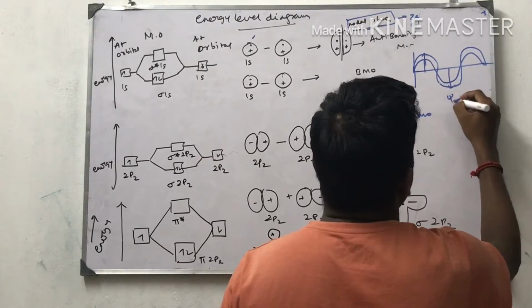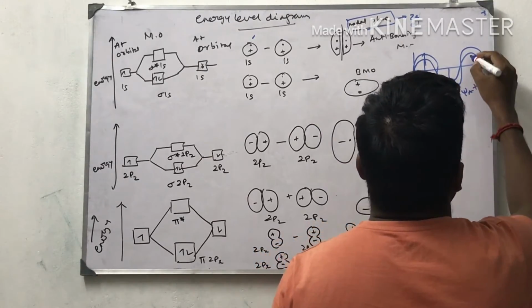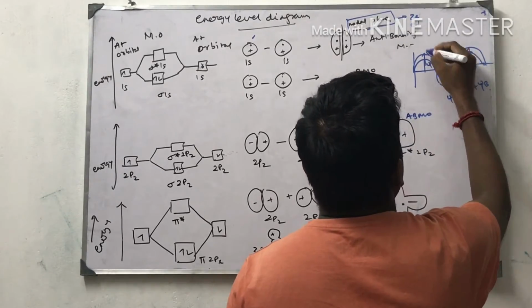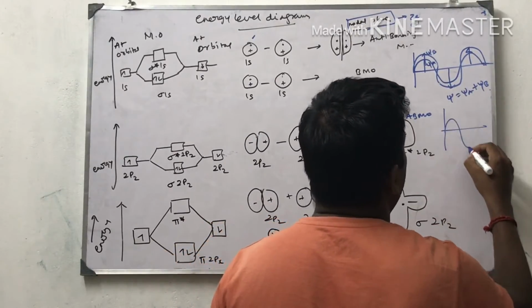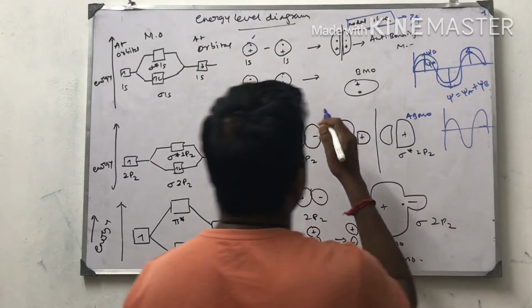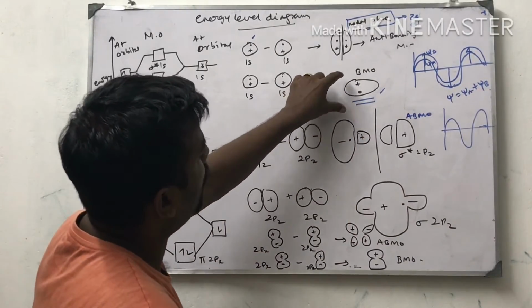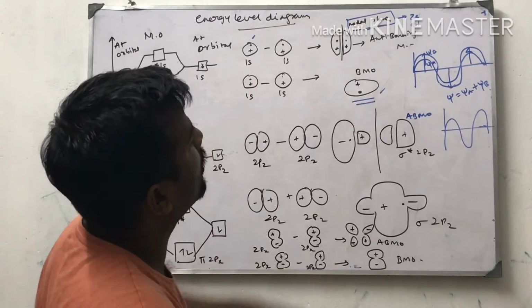Psi is equal to psi A plus psi B. That I have explained already. This is psi A and this is psi B. So this is called constructive interference. Finally the amplitude increases. That is why the size of the structure also increases. This is bonding molecular orbital. Molecules formed.